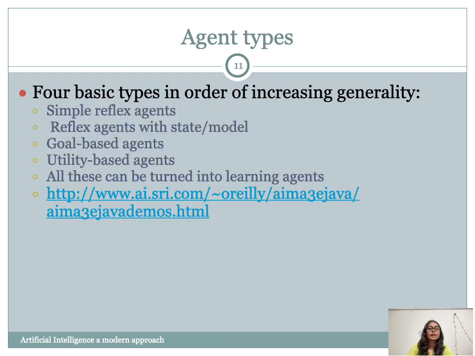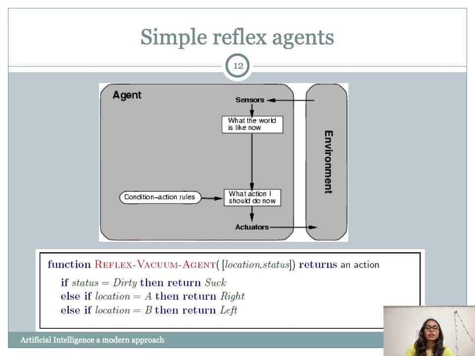Agent types. Four basic types in order of increasing generality: simple reflex agents, agents with state model, goal-based agents, utility-based agents. Then simple reflex agent. Here is a pictorial representation of that. Then the function will be reflex vacuum agent, location and status, returns an action. If status equals dirty, then return suck. Else if location equals A, then return right. Else if location equals B, then return left.